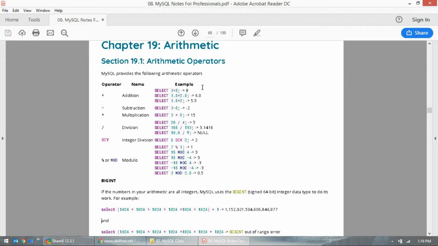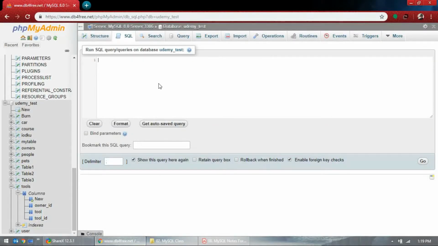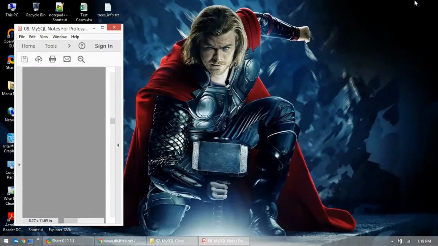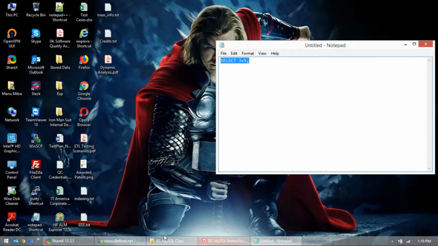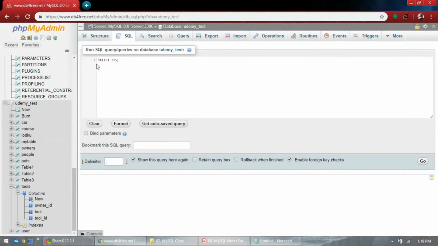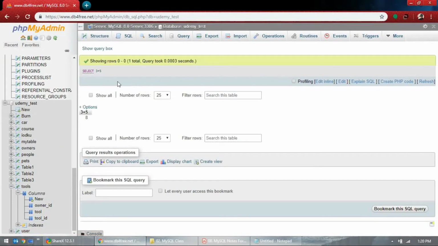As I told you, we can also perform various operations such as multiplication, division, subtractions, all those things. So you can do that. We can try that right here. Let's use this notepad. We want to use select 3 plus 5, which is 8.